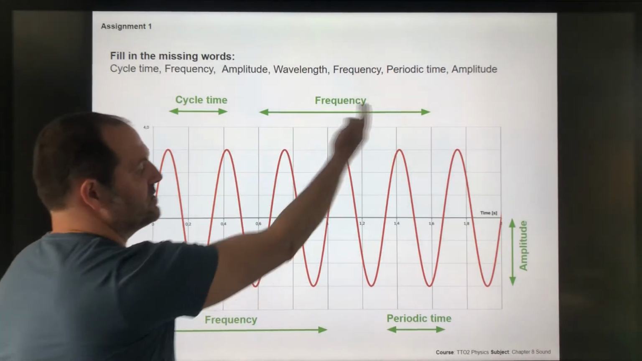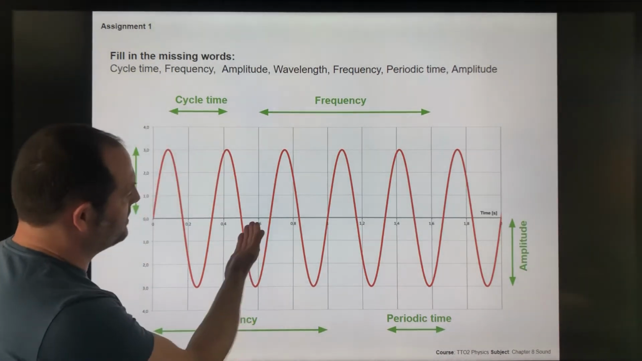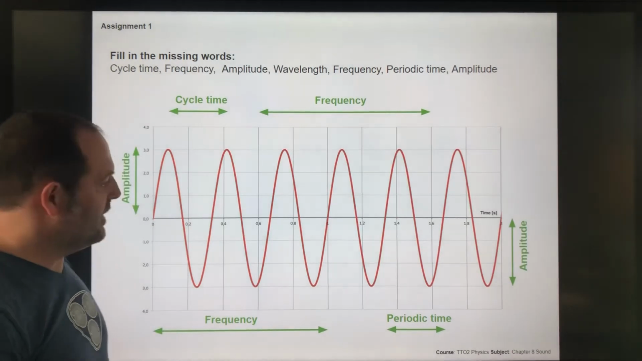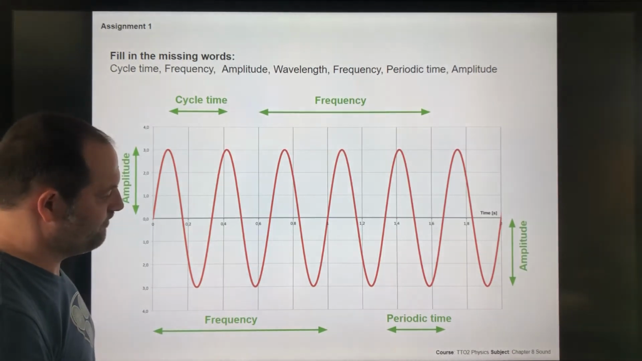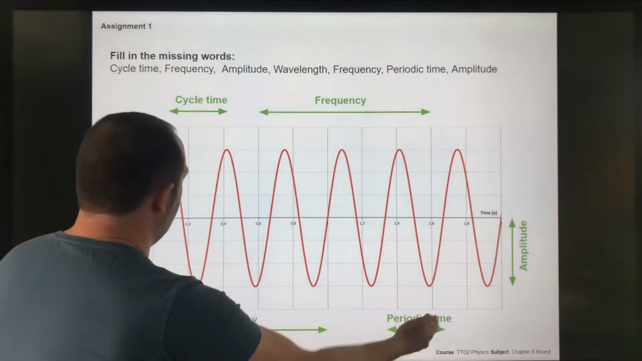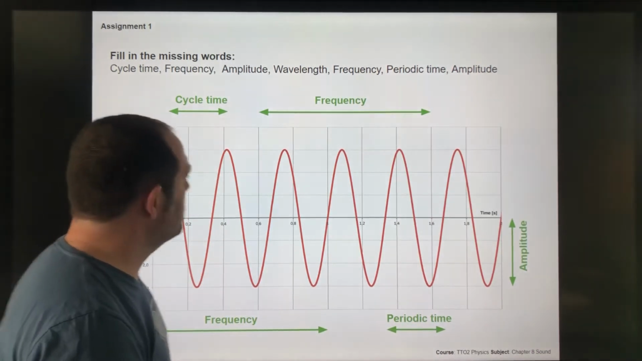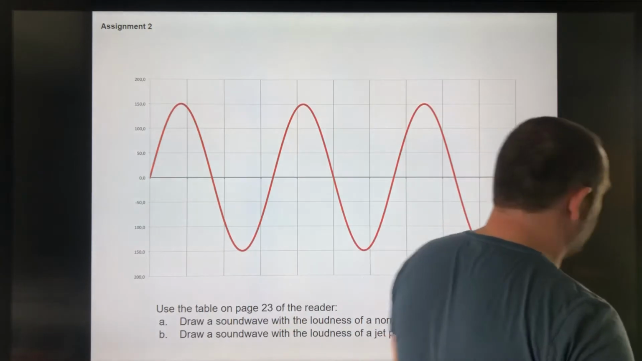So the frequency is how many waves there are in 1 second. Well, it starts over here at 0.6 and it ends up at 1.6, so that's exactly 1 second. Again, here's the period time, that is the same as the cycle time, and the frequency is over here. So that was assignment number 1. Let's go to assignment number 2.